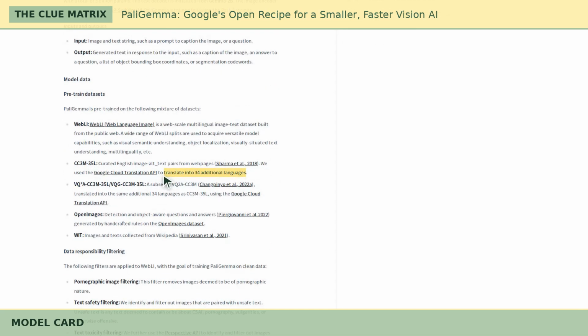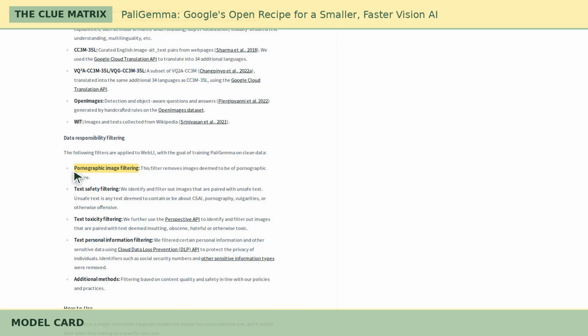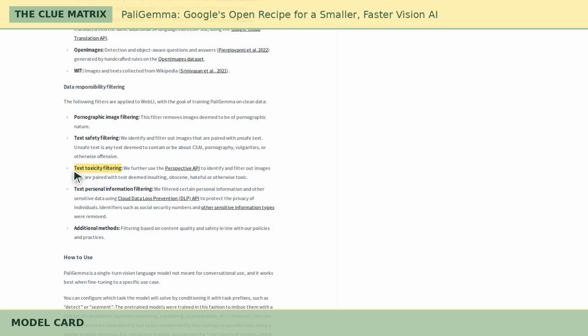This next section is vital. They detail the data responsibility filtering that was applied to the training data. It starts with the obvious things, like pornographic image filtering, but it goes deeper than that. They also use text toxicity filtering via the Perspective API. They're not just filtering bad images, they're filtering images paired with toxic text. This dual filtering is a non-obvious but crucial step. And personal information filtering to protect privacy. This level of documentation about data cleaning builds a lot of trust for developers.